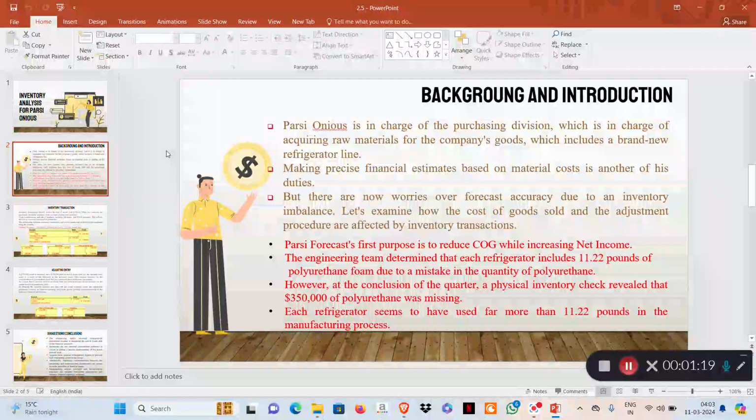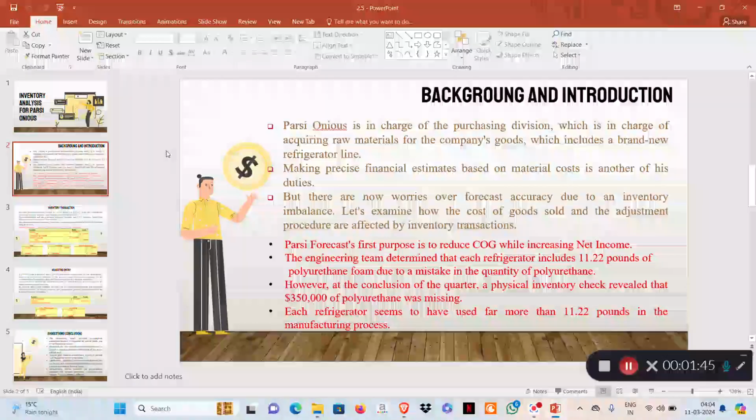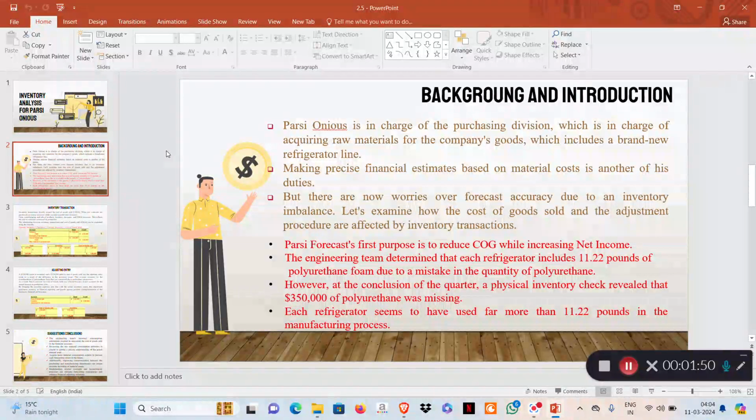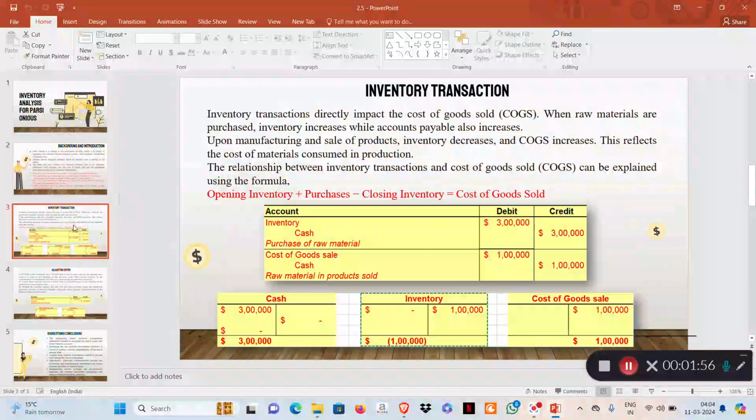The engineering team determined that each refrigerator includes 11.22 pounds of polyurethane foam, due to a mistake in the quantity of polyurethane. However, at the conclusion of the quarter, a physical inventory check revealed that $350,000 of polyurethane was missing. Each refrigerator seems to have used far more than 11.22 pounds in the manufacturing process. That was the background and introduction.